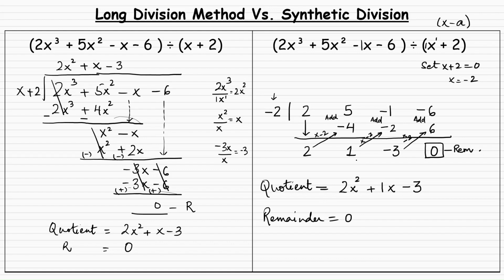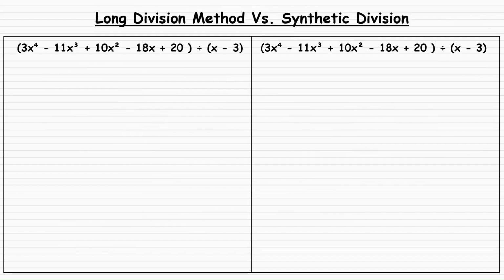If you look at these two methods, of course, the long division method has more steps. Synthetic division has fewer steps, easy. But again, I would like to emphasize that this works best when the divisors are of the form x minus a. Let's take one more example, and let's again do the same question with long division first and with synthetic division afterwards. So let's write 3x4 minus 11x cube plus 10x square minus 18x plus 20 divided by x minus 3.